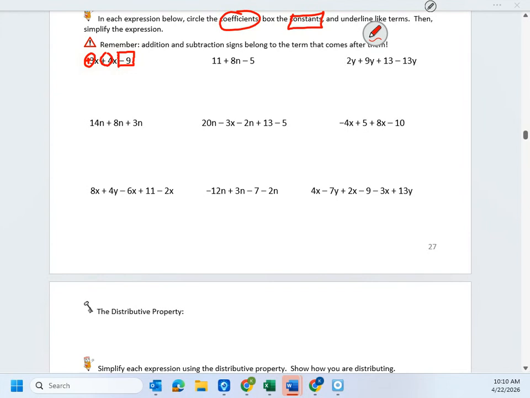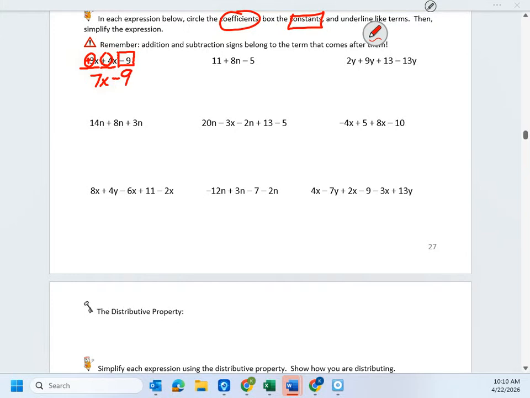Now we want to underline the like terms. What are my like terms? Colton? 3x and 4x. Positive 3x and positive 4x. We can combine our like terms. So what does that become? 7x. Yeah, positive 3x and a positive 4x becomes a positive 7x. Do I have any constant to combine the negative 9 with? Nope, so I just put minus 9.